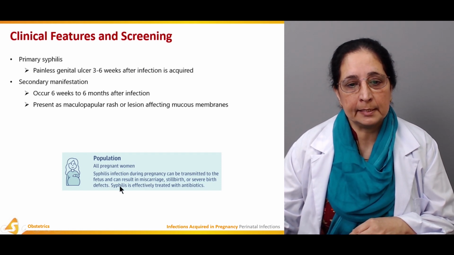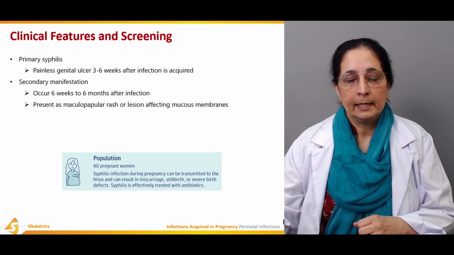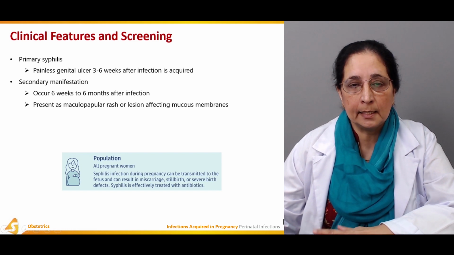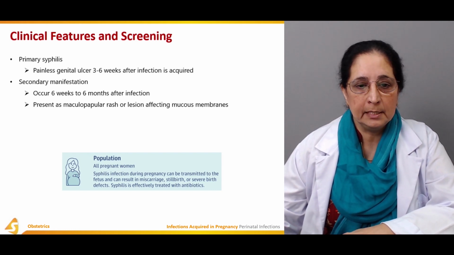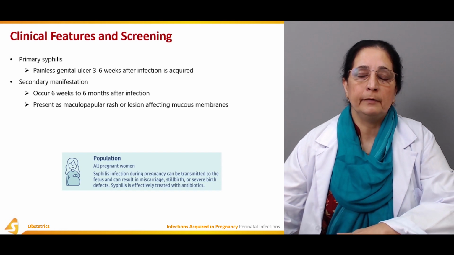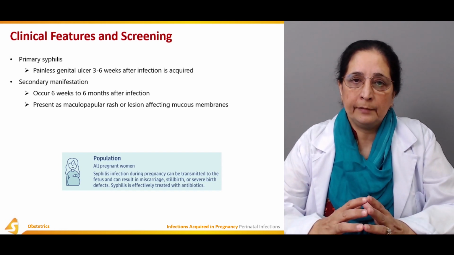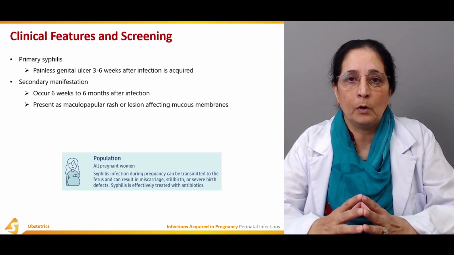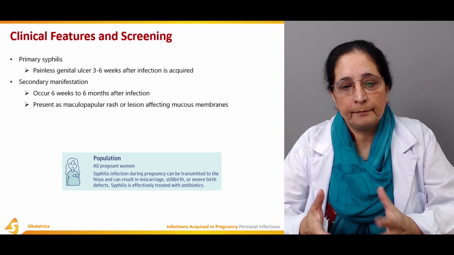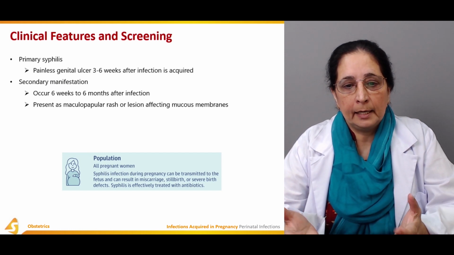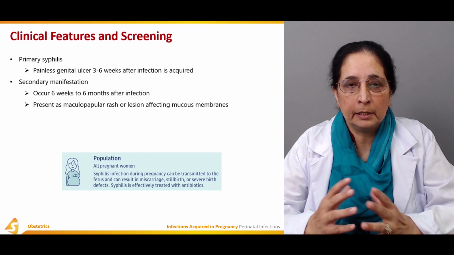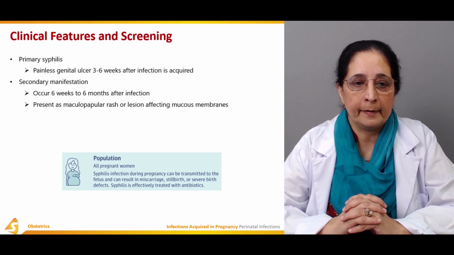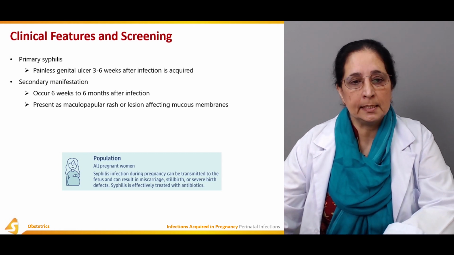In pregnant women, syphilis infection during pregnancy can be transmitted to the fetus and result in miscarriage, stillbirth, and severe birth defects if not effectively treated with antibiotics. So syphilis can be transferred to the fetus, and if the baby is born with syphilis, it can have complications, and it can also cause stillbirth, miscarriages, and birth defects. So all these can occur with syphilis.